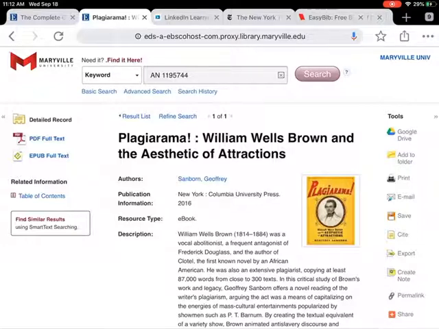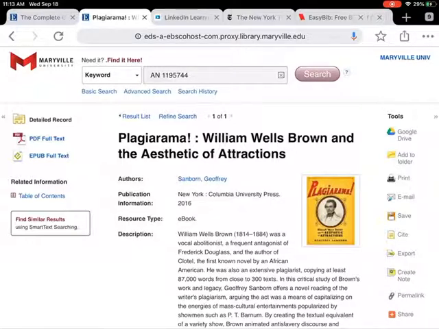So the author here, Jeffrey Sanborn, is trying to dive into William Wells Brown's life to see: Is he plagiarizing for the sake of stealing? Is he plagiarizing for the sake of spreading a message? What exactly is the intent behind the plagiarism of William Wells Brown?